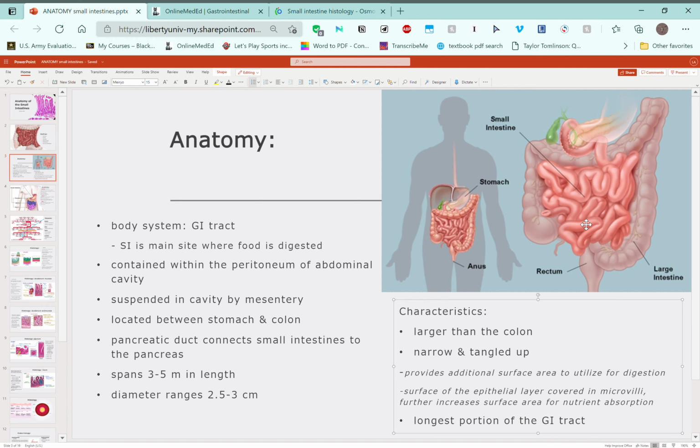The reason it's so long and narrow is to provide additional surface area for the food that's being digested to travel along. So it comes into more contact with the epithelial layer, which itself contains further surface area by all the finger-like projections called microvilli, which aid in digestion. So the more surface area there is to contact the nutrient molecules, the more efficiently digestion will be carried out. The small intestines is actually the longest portion of the GI tract.